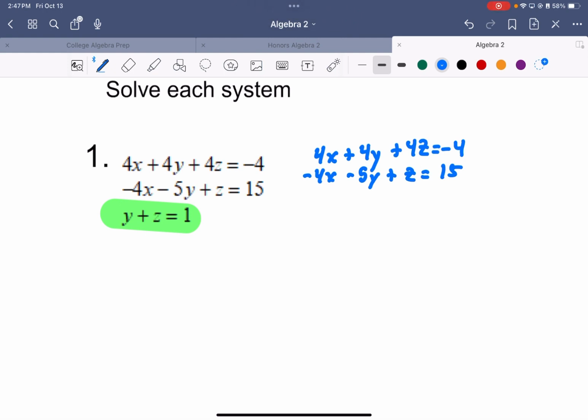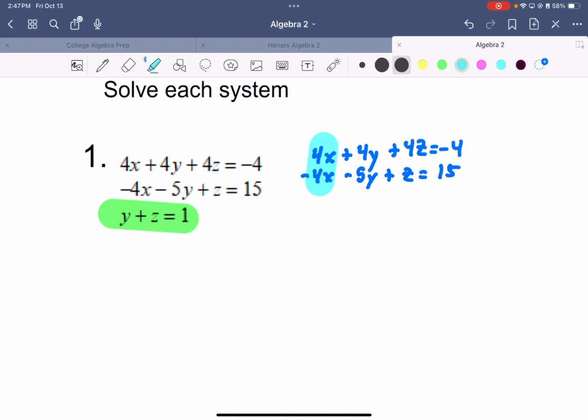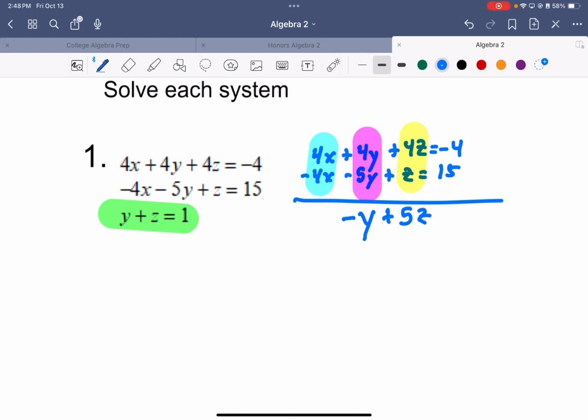If I do take those and I add the columns, what I'm hoping happens is that the same variable goes away. And if I do that, I've got 4x minus 4x. So 4x minus 4x is nothing. I've got 4y plus negative 5y, so that's negative y. 4z plus z is 5z. Negative 4 plus 15 is 11.